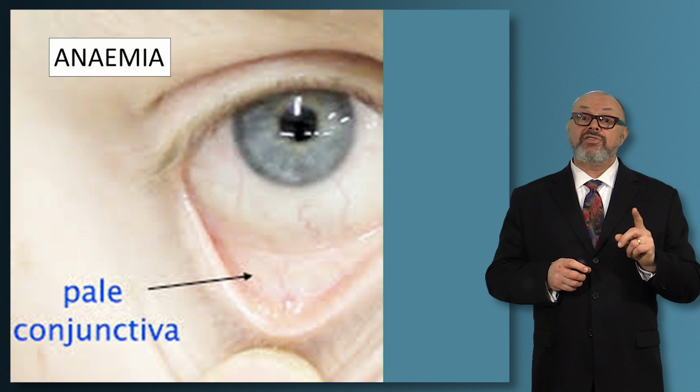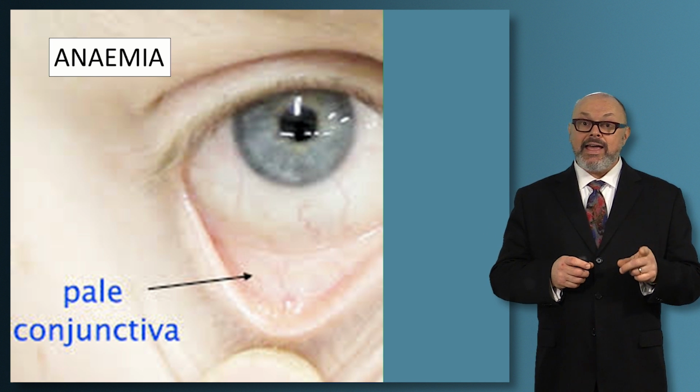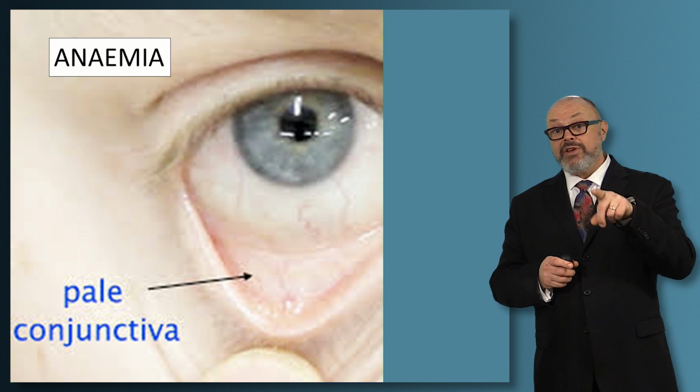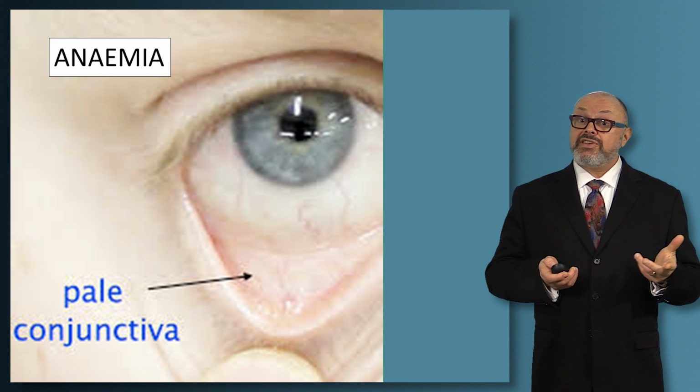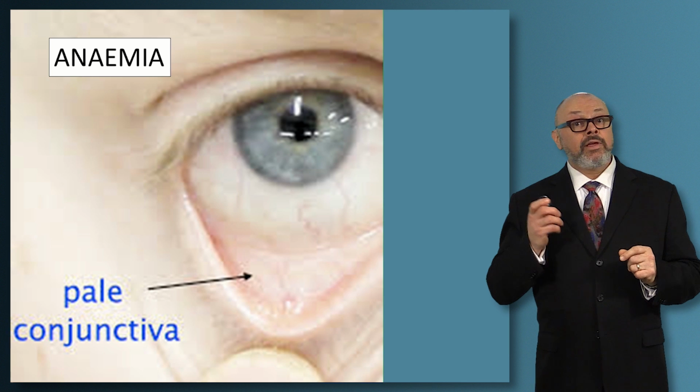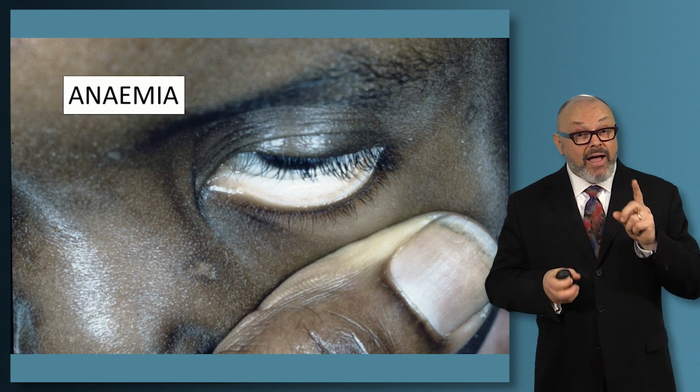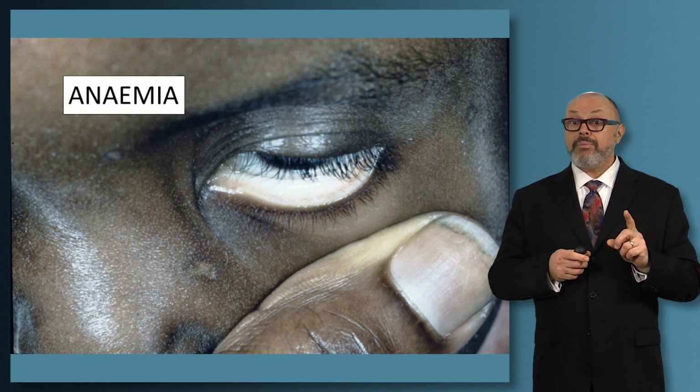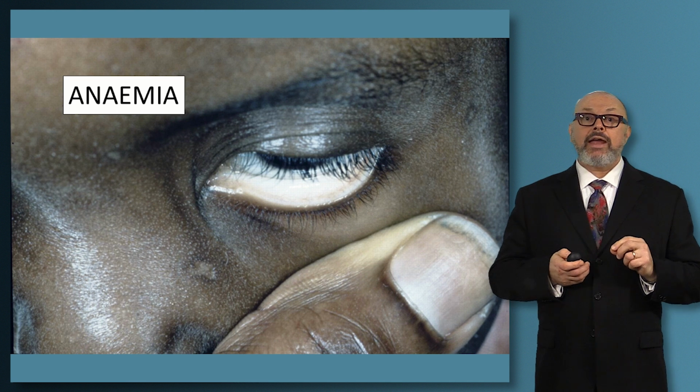When you're examining a patient for pallor, you must examine their conjunctiva, as is shown here. You can't just look at their skin. Why not? Because not everyone has the same color skin, but everyone has the same color conjunctiva, and that's a more accurate place to look.